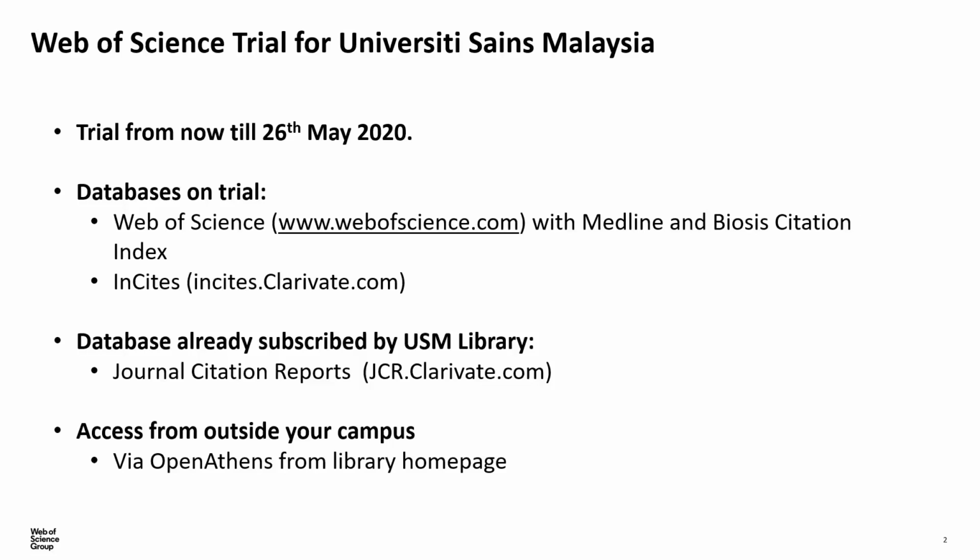And finally, in order to access the trial as well as the Journal Citation Reports from off-campus, what you need to do is go to your university's library homepage. There should be a link to sign in to OpenAthens. Sign in from there, and you will be able to access these databases. During the walkthrough later on, I will also show you how to access them.